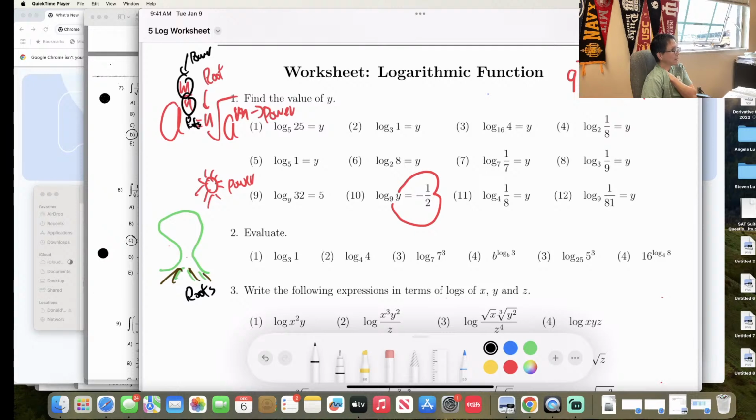Can you do 11? You can do it. Maybe London can do it. Question 11 on the first one.